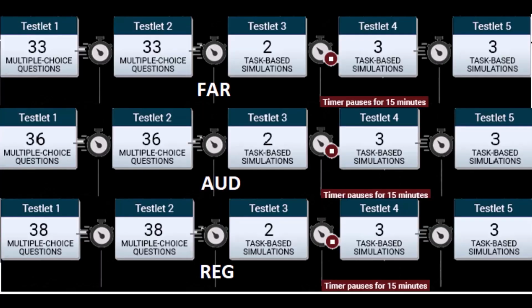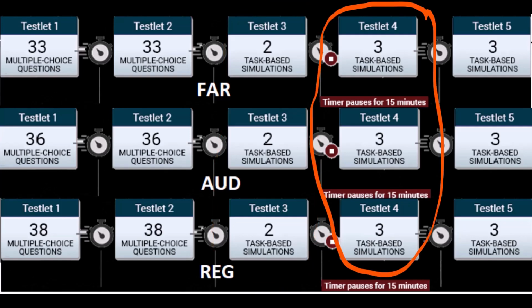You will get a total of 8 task-based simulations in each of the audit, FAR, and REG sections of the CPA exam, out of which 2 questions will appear in testlet number 3 and 3 questions will appear in each of testlet number 4 and 5. That will include also 1 or 2 research task questions.